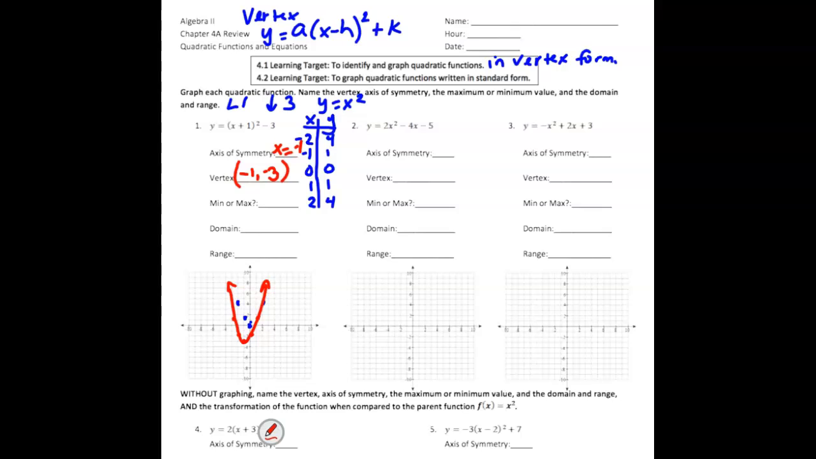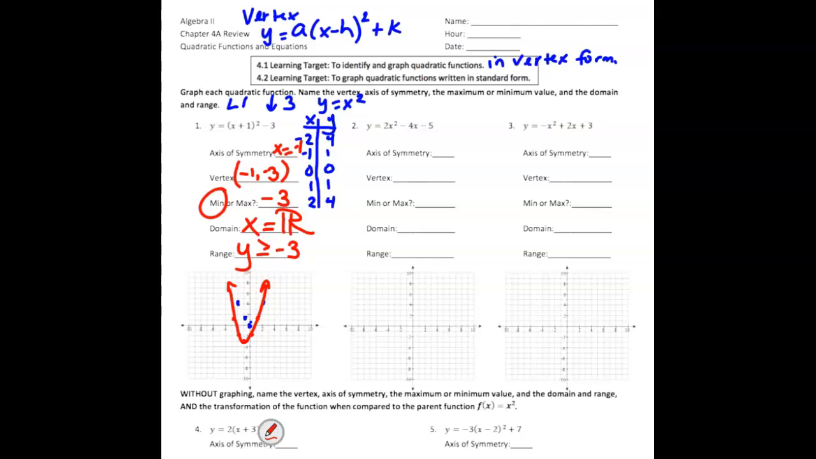Because our parabola opens up, we have a minimum value. The lowest y value that we ever get to is the one at our vertex at negative 3. Our domain for quadratics, parabolas, is always all real numbers. And our range is based on that minimum value. Since negative 3 is the lowest we get, our y's have to be greater than or equal to negative 3.